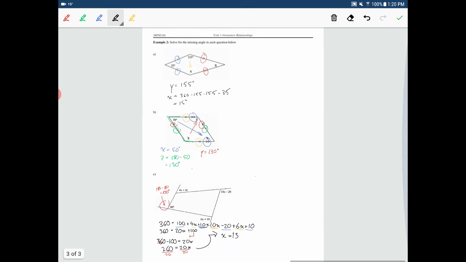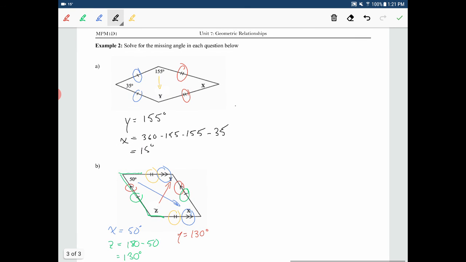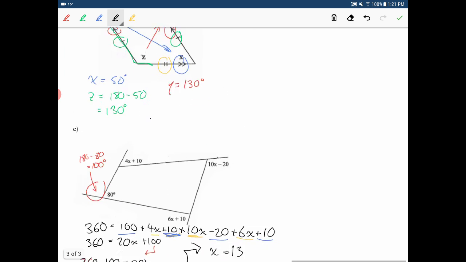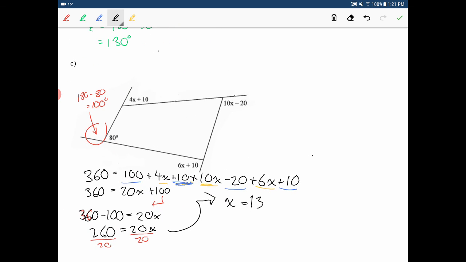Now I don't know what the question actually asked. Did it say solve for the missing angle? I don't know if it actually wanted us to find out what those angles are, but I'm sure you can do that on your own.